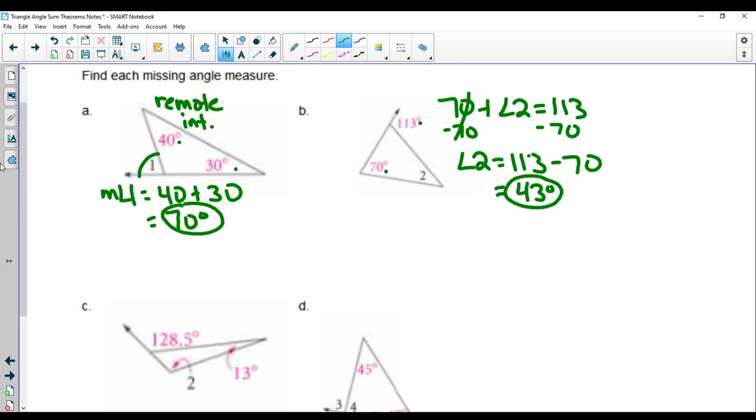All right. And again, I was super technical and wrote out this whole equation: 70 plus angle 2 equals 113. I'm just being super technical and doing all that. If you want to do 113 subtract 70 in a calculator, totally fine. Doesn't bother me at all.